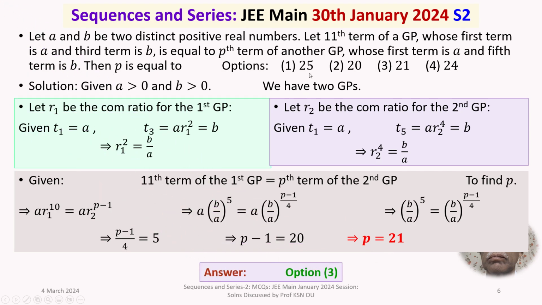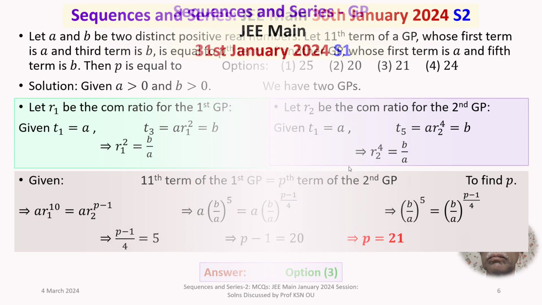So let's look at our options. Our answer P is equal to 21 appears against option 3. Therefore, the answer to this question is option 3, and that is the detailed discussion of the solution of the given problem. I am sure that you have understood the solution of this problem.